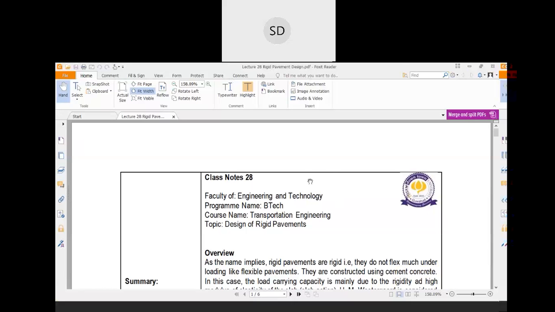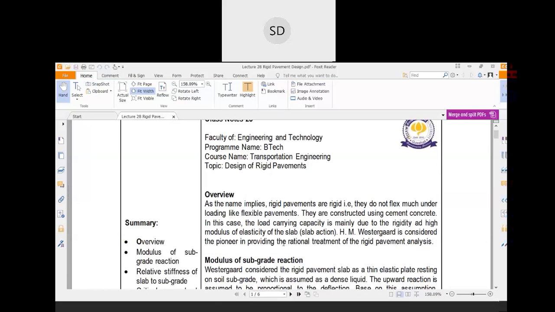So we have discussed the flexible pavement design. Now we have to design the rigid pavement. Basically rigid pavements are the pavements where flexural strength would be there and it is made up of concrete or PCC, plain cement concrete, and sometimes reinforcement could also be provided.